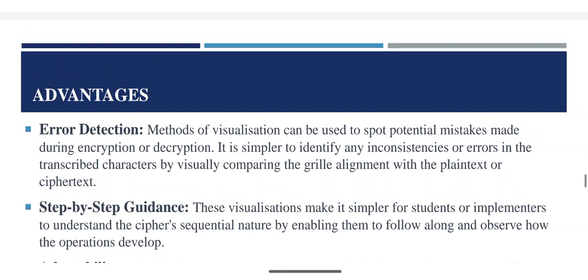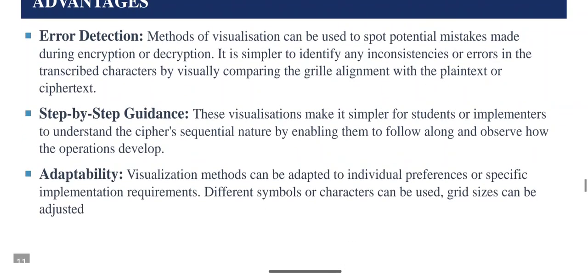Error detection. Methods of visualization can be used to spot potential mistakes made during encryption or decryption. It is simpler to identify any inconsistency or error in the transcribed characters by visualization, comparing the GRILLE alignment with the plaintext or ciphertext. Step-by-step guidance. This visualization makes it simpler for students or implementers to understand the cipher's sequential nature by enabling them to follow along and observe how the operations develop.